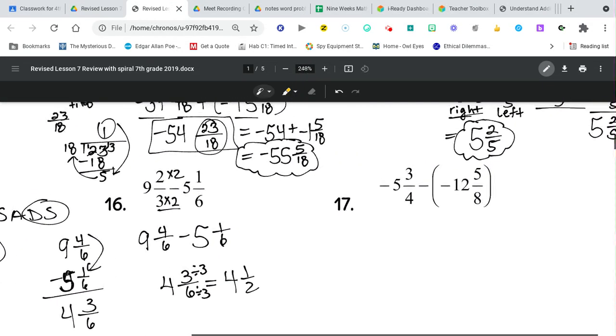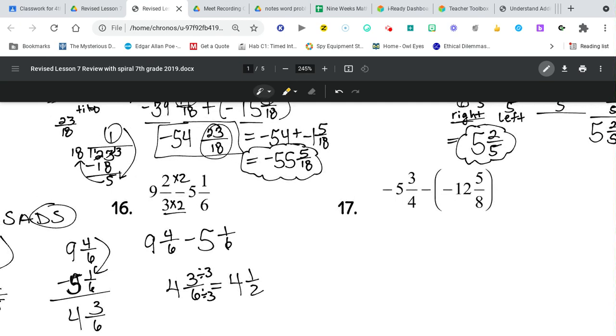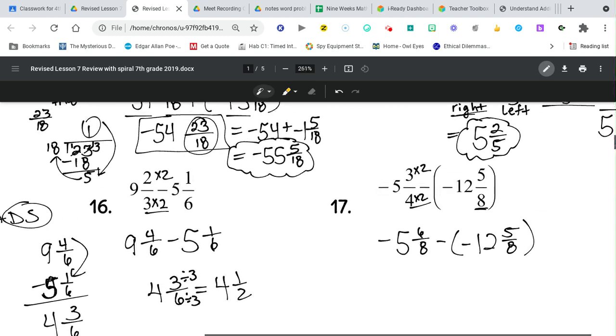Let's take a look at 17. On 17, the common denominator is 8, so I'm just going to say 4 times 2 will give me that 8. And multiply that by 2, so that ends up being negative 5 and 6/8. I'm going to leave this as is because it's already in terms of 8s. No need to fix something that is already what it's supposed to be. All right, establish the direction. This is to the left.